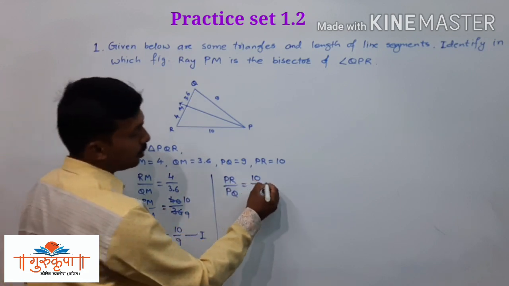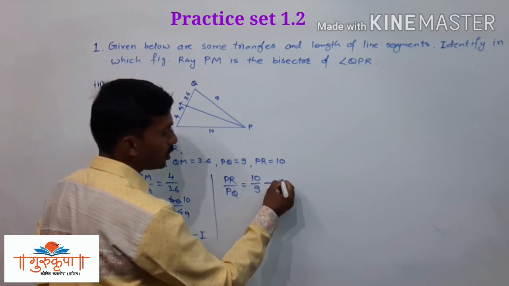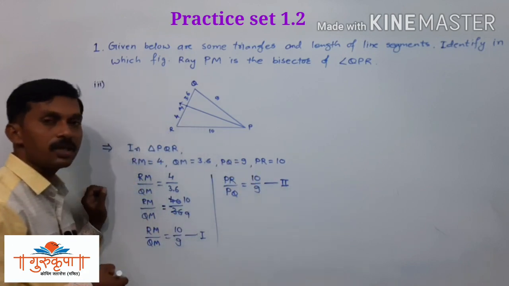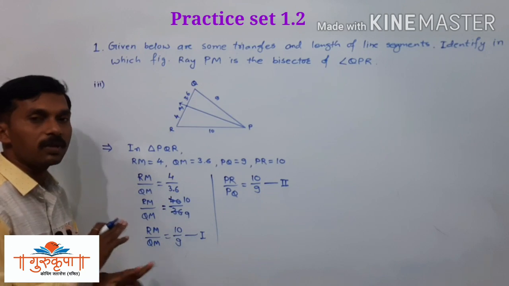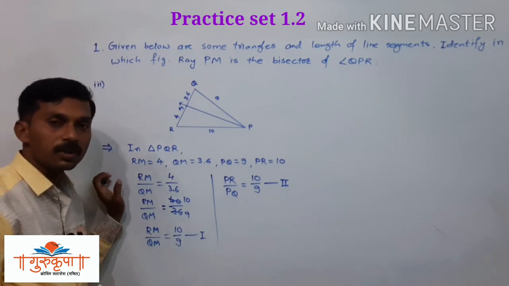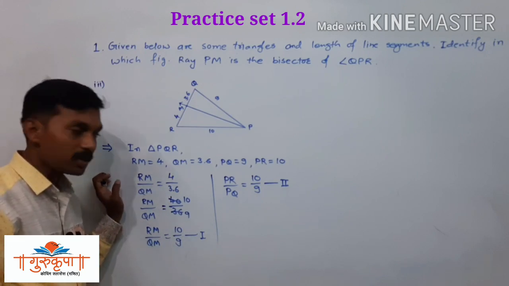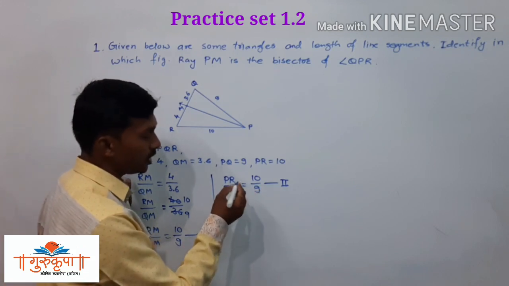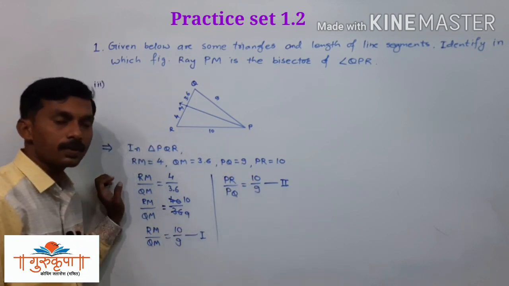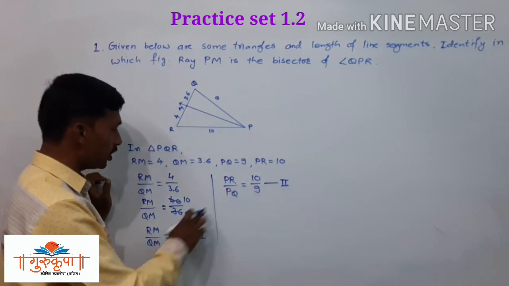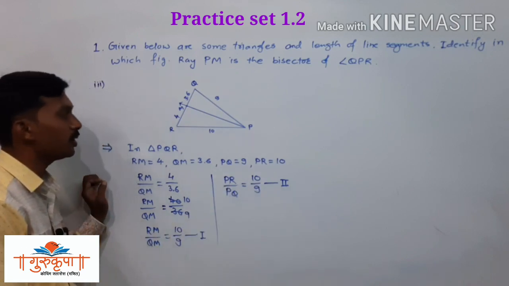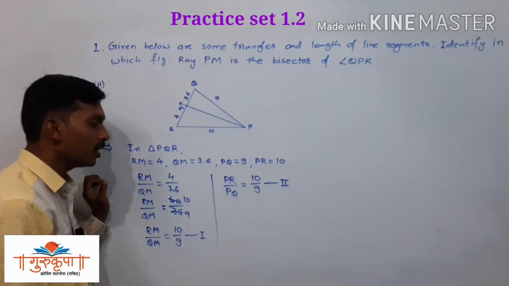And here there is no need to simplify this, since that is the simplest form of the ratio. 10 and 9 both are not divisible by any other number than 1. So we will put this ratio as it is, since this is the simplest ratio. Now check from equation 1 and 2, we get that both the ratios are equal, that is Rm upon Qm is equal to Pr upon Pq.